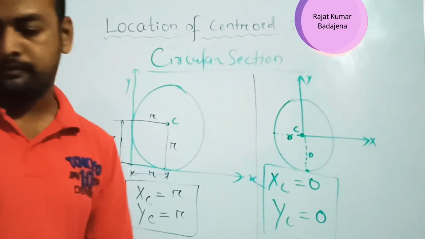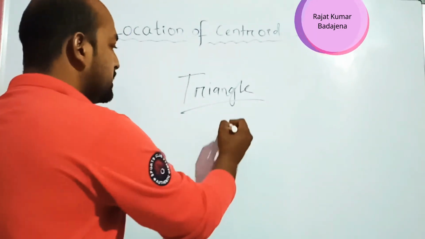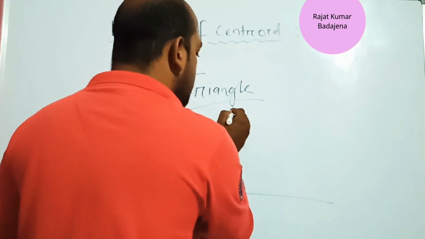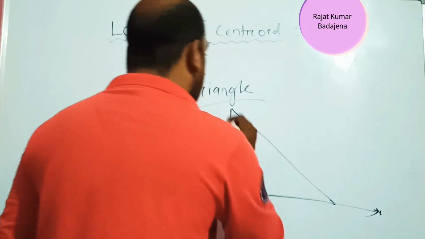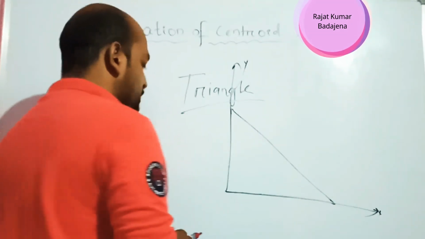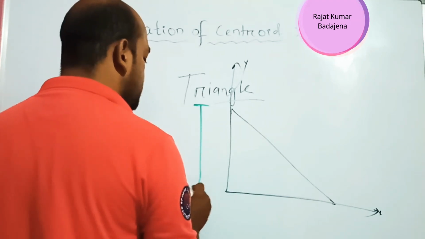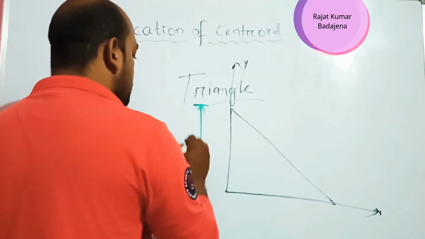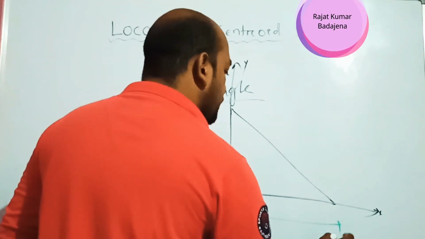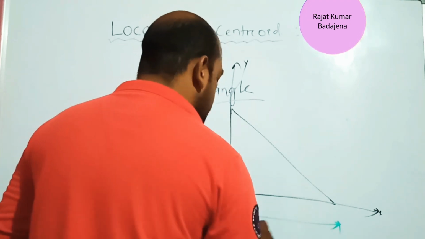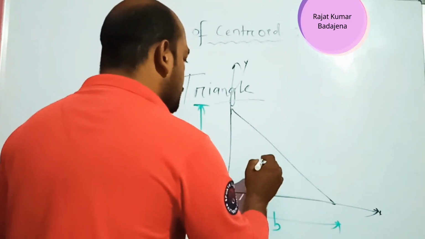You can see on the board, for a triangle section, how to find the location of the centroid? This is a right angle triangle. This is the x-axis line and this is the y-axis line. Always remember, the distance from this point to this point is the height h of the triangle, and this point to this point is the base b. This is the centroid point C.